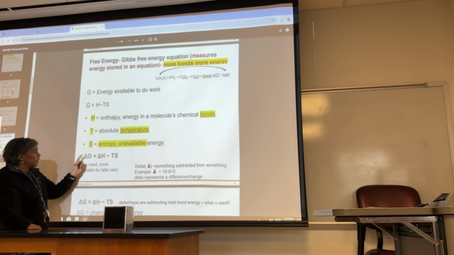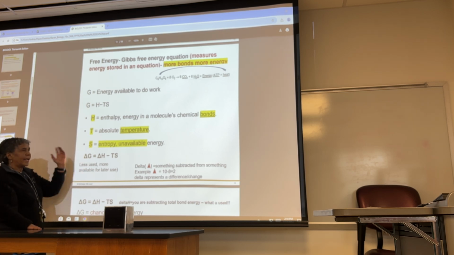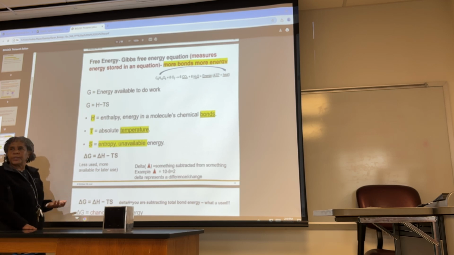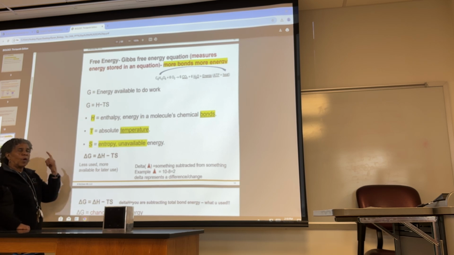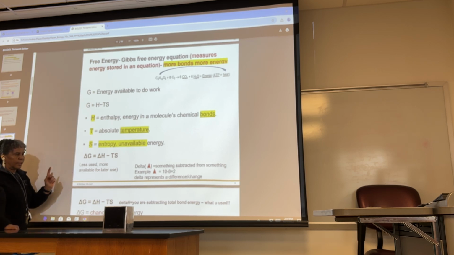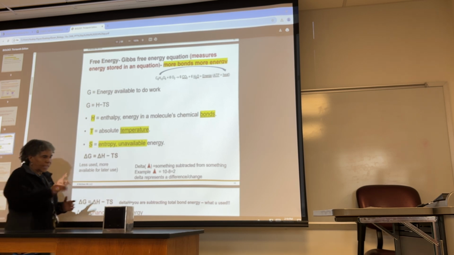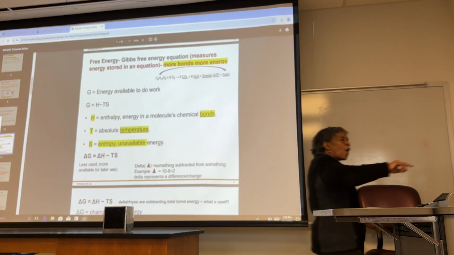Okay, so anyway, you want this number to be as small as possible. Just to use an example, I'm going to pull something out of my hat. I have 1,000 bond energy units that I started with. If I use one bond energy to do something with, then I have 9 bond energies to do something with later. Do you see the point? So that's all. You want this number to be as small as possible.